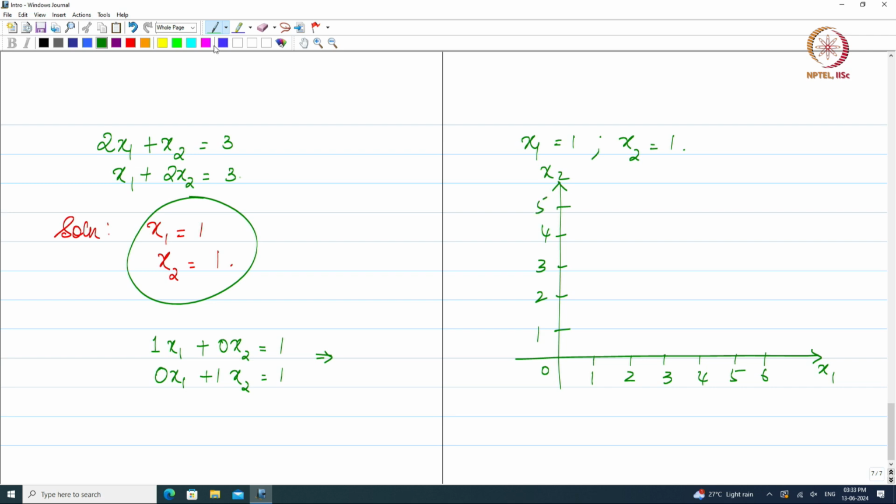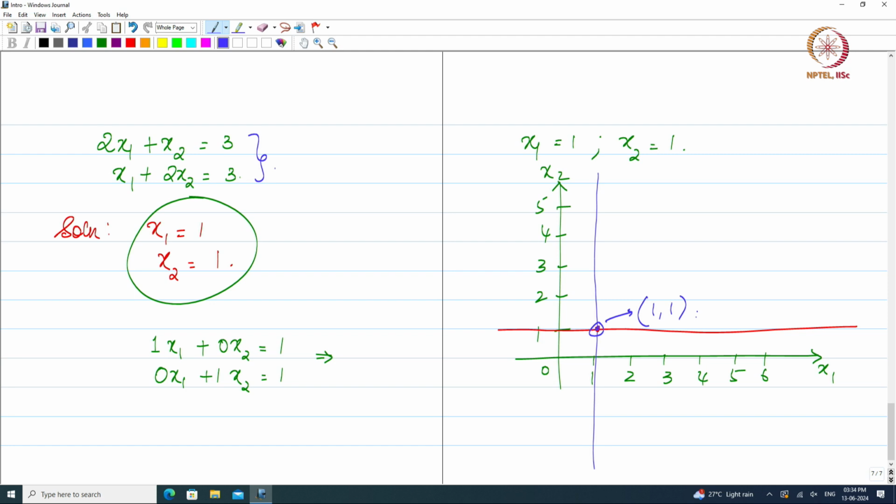Now what does the solution look like? That is interesting because x1 is equal to 1 is basically a line parallel to your y axis, or x2 axis, right. x1 is equal to 1 is a line parallel to the x2 axis, and x2 is equal to 1 is a line parallel to the x1 axis, and where do they intersect? They intersect exactly at the point which was the solution to this system of equations. This is also equal to 1 comma 1.